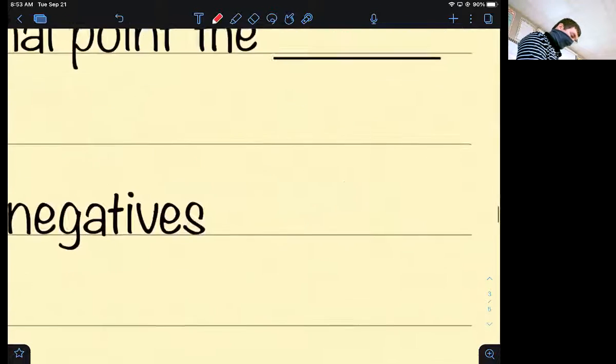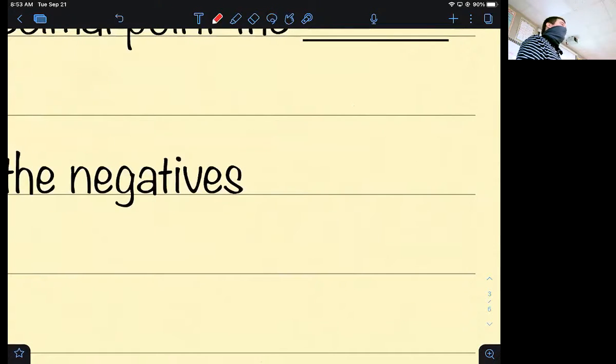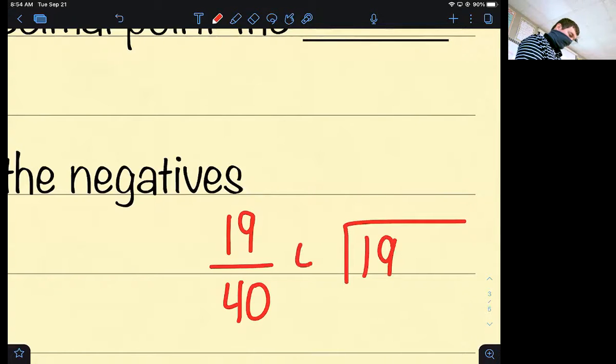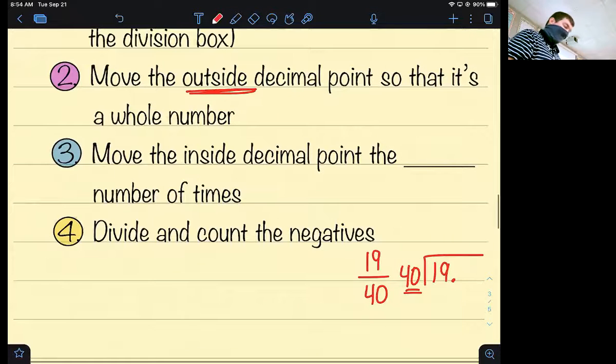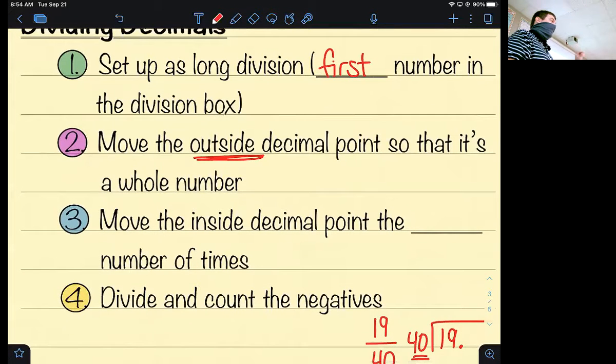You've seen problems where, for example, let's say I was doing 19 divided by 40. 40 doesn't go into 19, obviously, so I go like this. And since 40 doesn't go into 19, what do I put? Yeah, a decimal point. I put decimal points inside the box all the time. But the number outside the box is never a decimal. I don't want it to be. So if it is, I want you to slide that decimal over until it's a whole number. That could be 1 time or 2 times or 3 times.